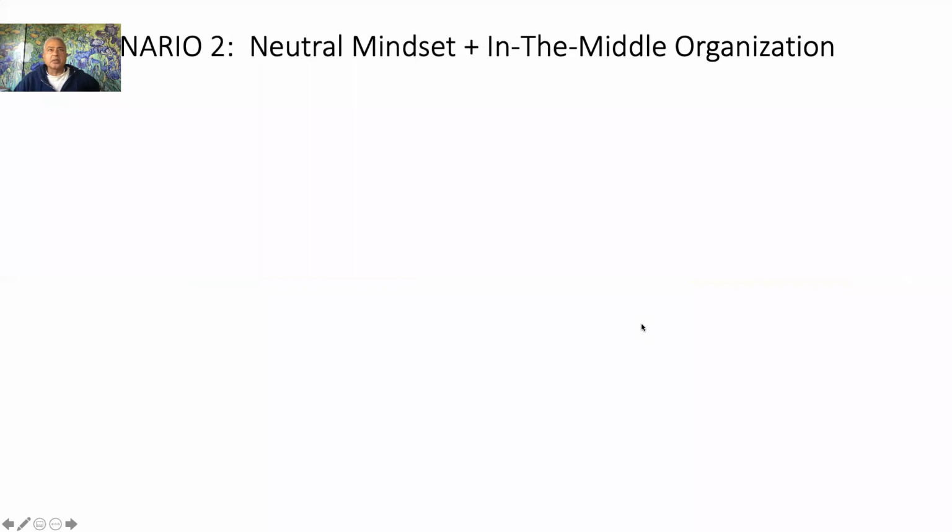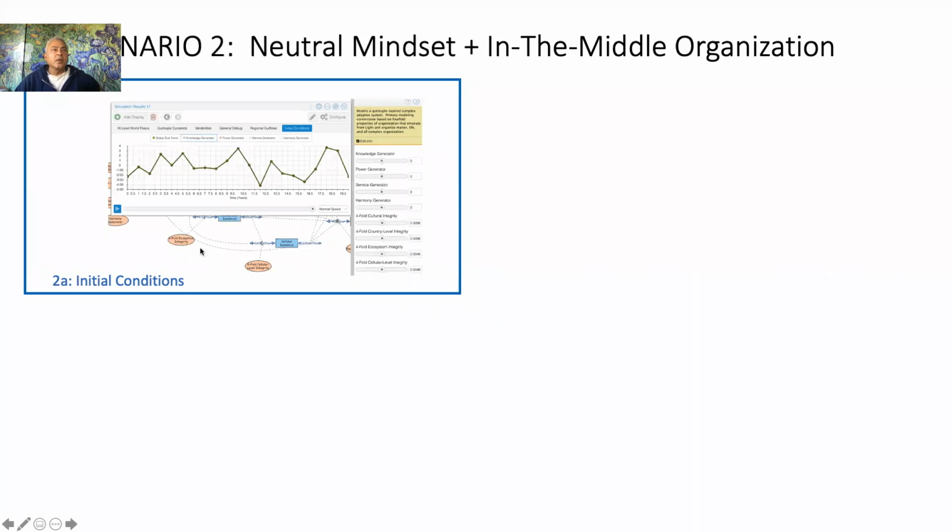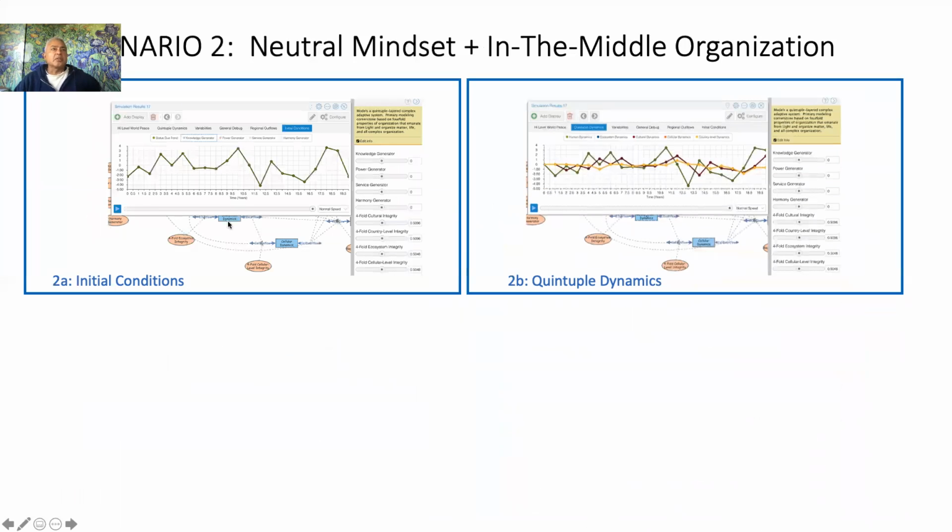Now, if we consider a scenario of a neutral mindset and in the middle organization, then the status quo remains the same. And this, of course, is randomly generated, so it's going to be slightly different, but yet we can see a cyclical pattern over here. But importantly, the sources of innovation are neither negative nor positive, but in the middle. And the same is true of the rippling of organization.